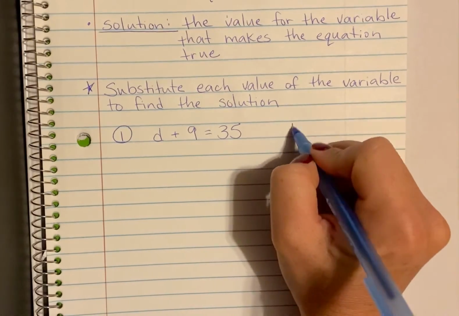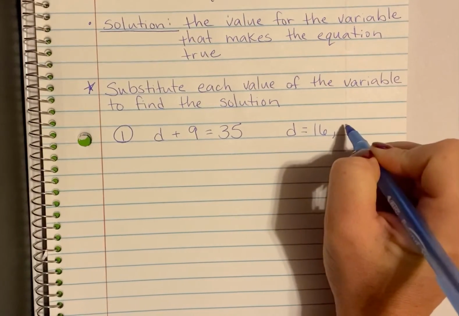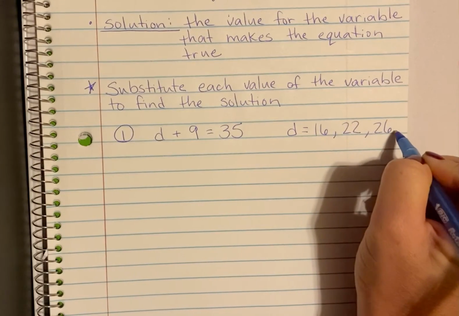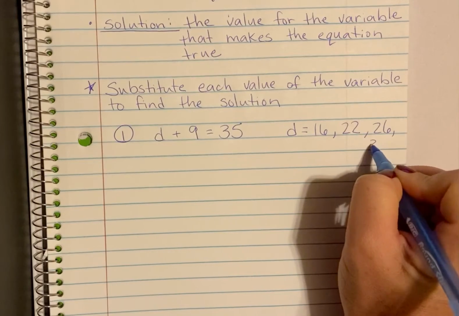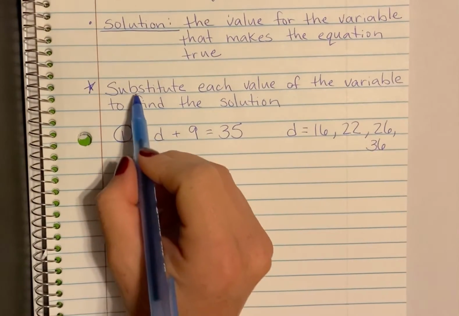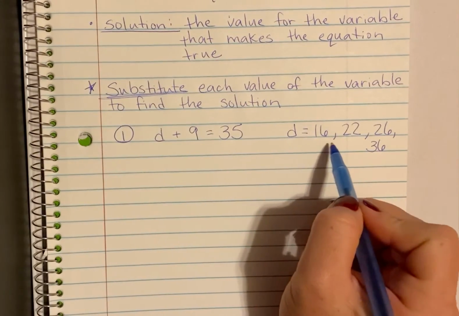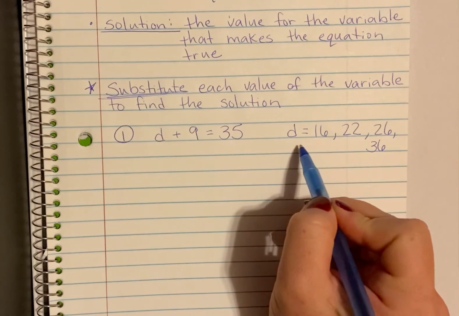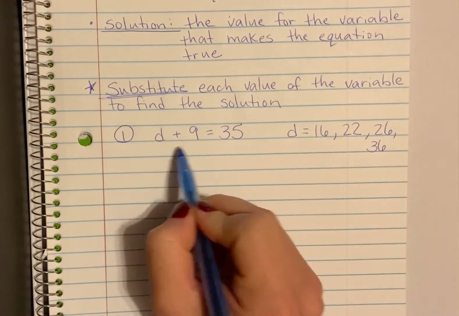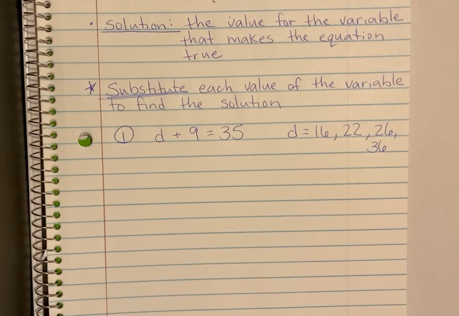If they tell me that D might be 16, it might be 22, it might be 26, or it could be 36, I'm going to use substitution to figure out what value for D is the solution. What value for the variable makes both sides equal. And I do that by using substitution.